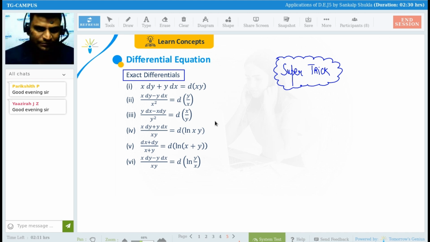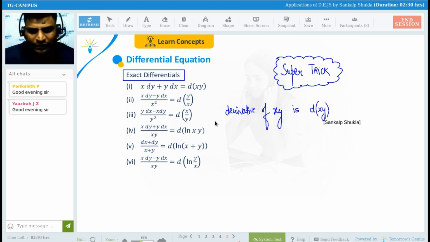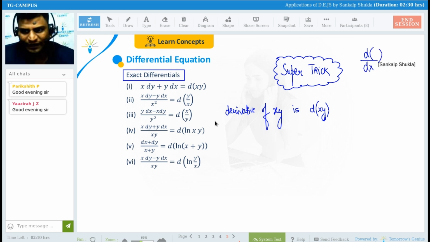It's a normal logic. Suppose a function is like xy, okay, and Parikshit is asking, sir, what is d of xy? Yeah, I'm telling you, the derivative of xy. I will write it. The derivative of xy is d of xy. At times there will be some functions where you get confused, sir, d by dx is not there, so how can we write like this? No, this is a proper notation. We use this d to indicate the derivative. So if xy is the function, d is the derivative. d of xy is the derivative of xy.